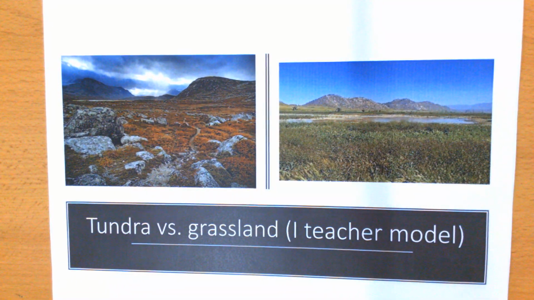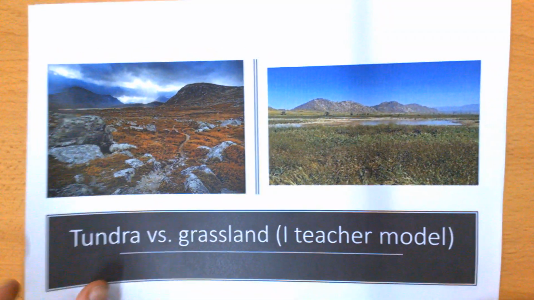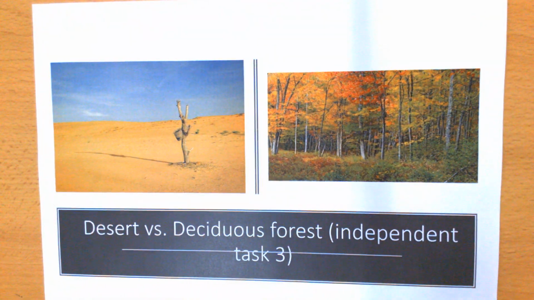So this is what I've done. I've done the tundra versus grassland. Based now on task 2, your task 3 is to discuss the desert versus the deciduous forest biome. So that is your job to go away and write a paragraph like mine, discussing the challenges of a desert biome and a deciduous forest biome.